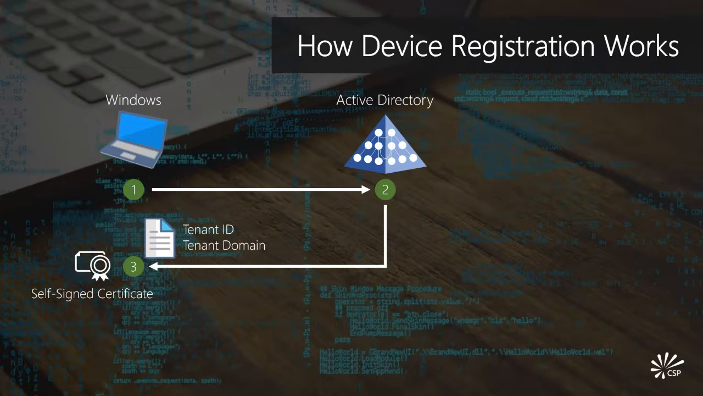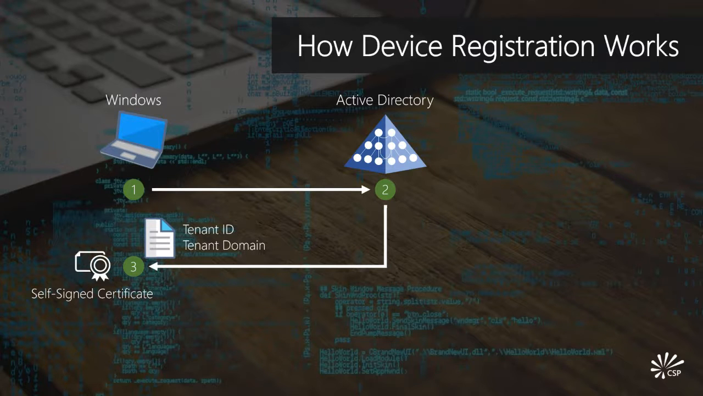So in our case, again, we're not using a federated domain, so we don't have ADFS, but rather we're just using a managed domain. When Windows reaches out and gets the SCP, it's going to be told that this is a managed domain being used. So Windows is going to create a self-signed certificate that will be used to initially identify itself with Azure AD.